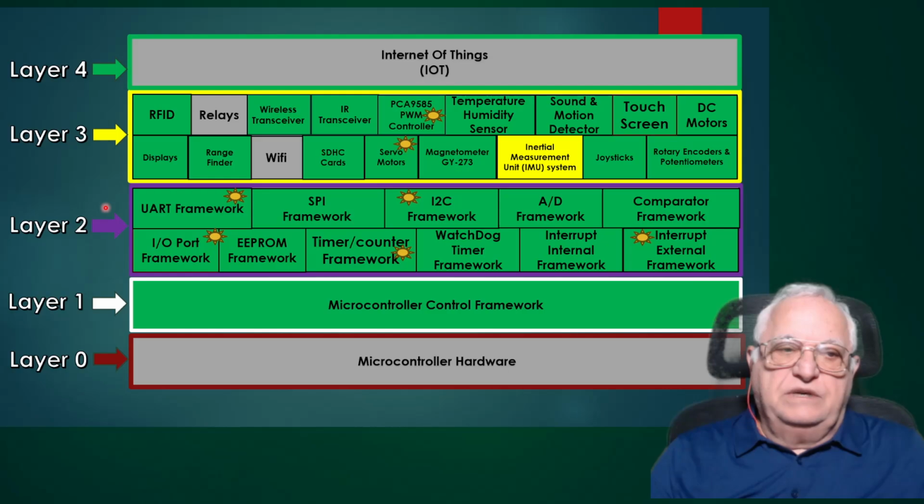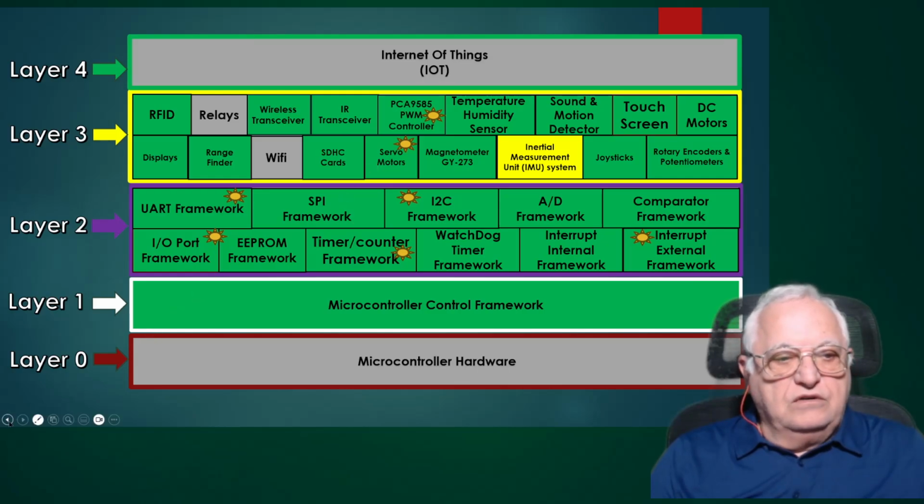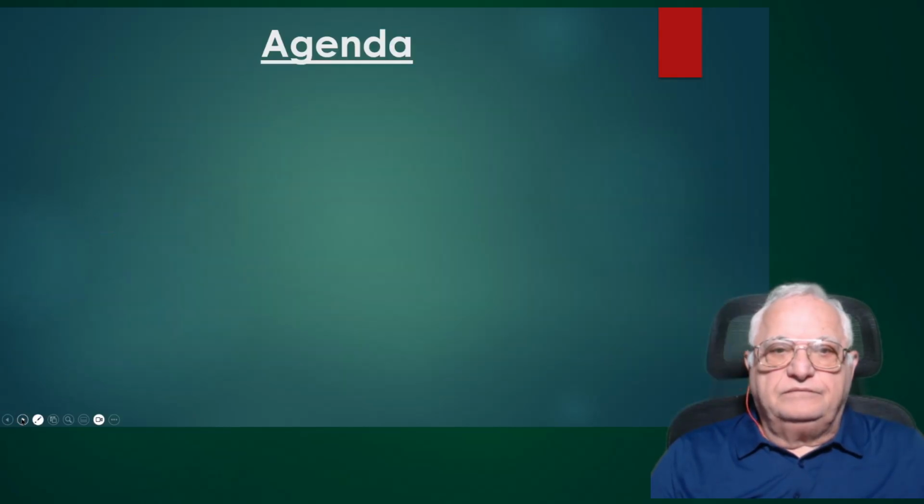We're going to use the services from a number of items in Layer 2, especially the UART framework, I2C framework, the I/O ports, timer counter framework, and external interrupt framework. We're also going to use some of the services from our Layer 3, which is going to be our PWM Controller and our Servo motors. So let's go to the agenda.